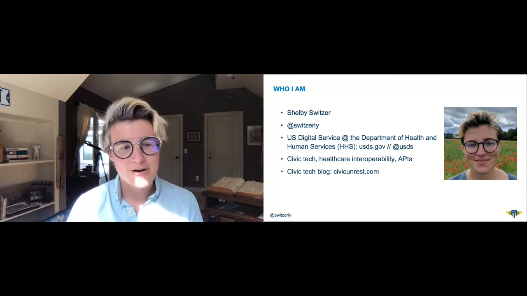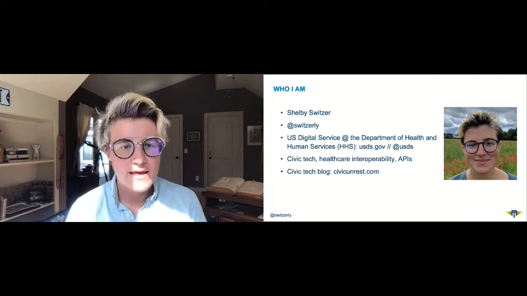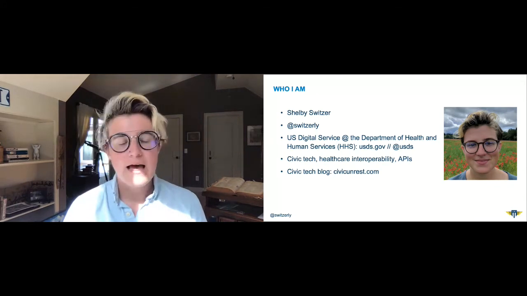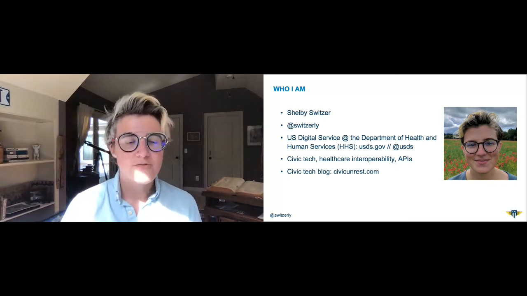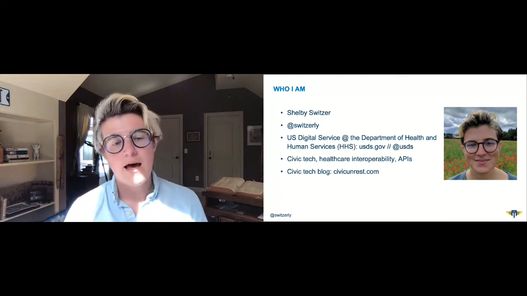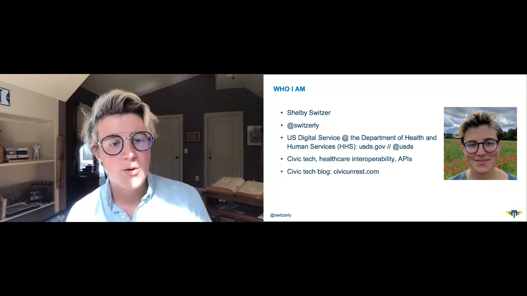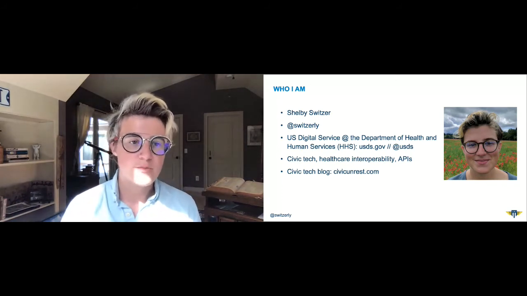Just a little bit of background about USDS. We are a nonpartisan agency within the White House. We were started by President Obama, and we are essentially a bunch of private sector technologists who have brought their expertise into government for term-limited service, so from anywhere from 1 to 4 years. And we work with agencies to help them modernize their technology, fight fires, and build new user-centered products.